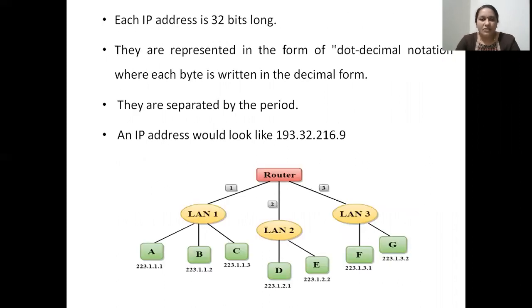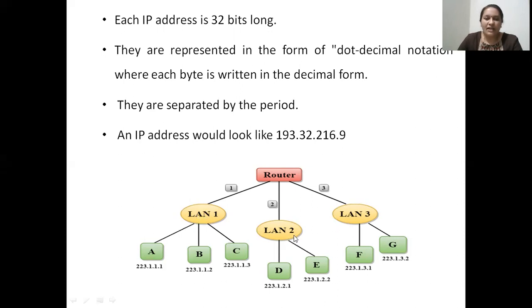An IP address is 32 bits long, that is, 4 bytes long, and it's represented in dot decimal notation, where we separate each byte of the IP address in decimal form with a period or dot. An example IP address looks like this: 193.32.216.9.